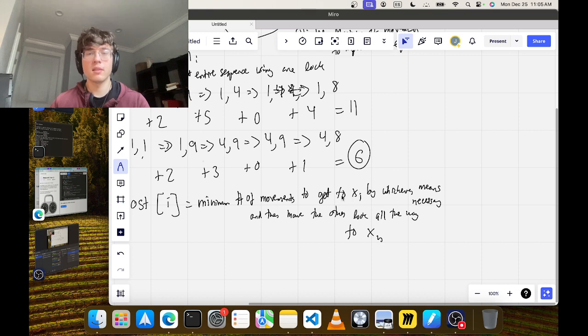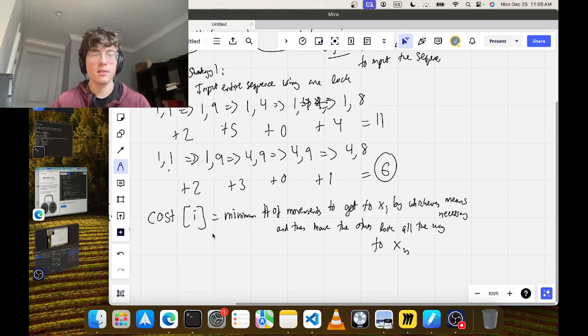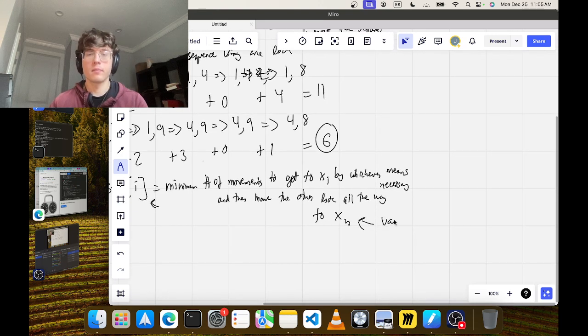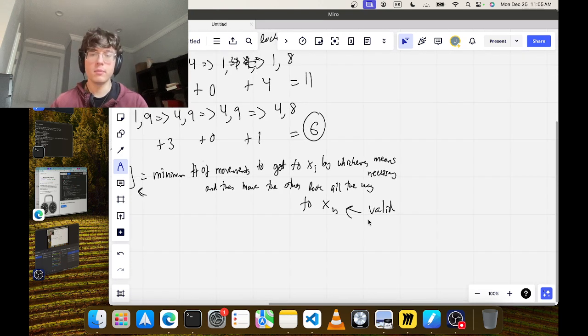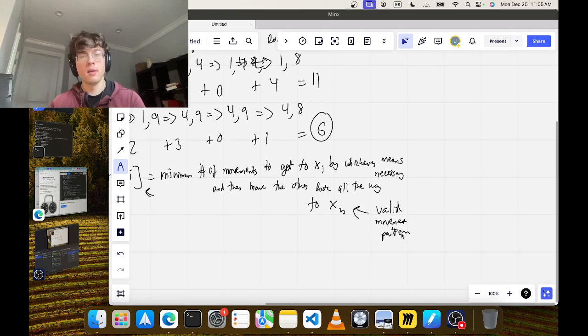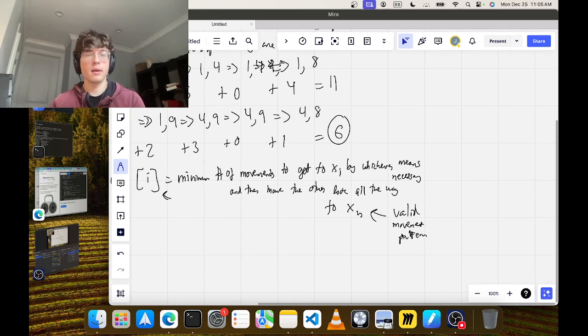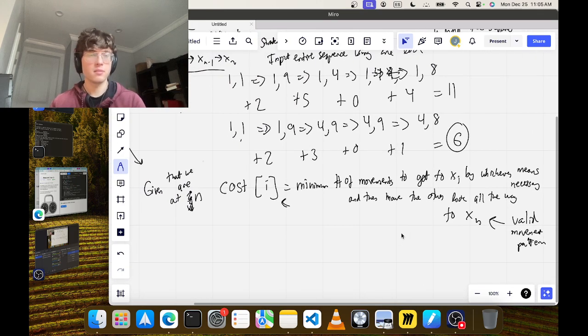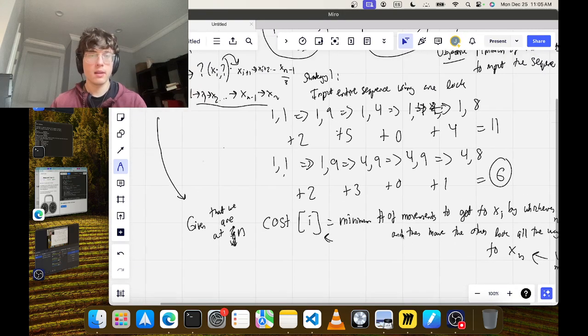So we're never touching this xi again. Why? Because this xi is tied to this I, so this is the cost of I. We're never going to touch this xi, but we're going to move the other one all the way to xn. So this is a valid movement pattern. It's going to get us through all the xi's, and very straightforward. So yeah, let's look at how this can help us.